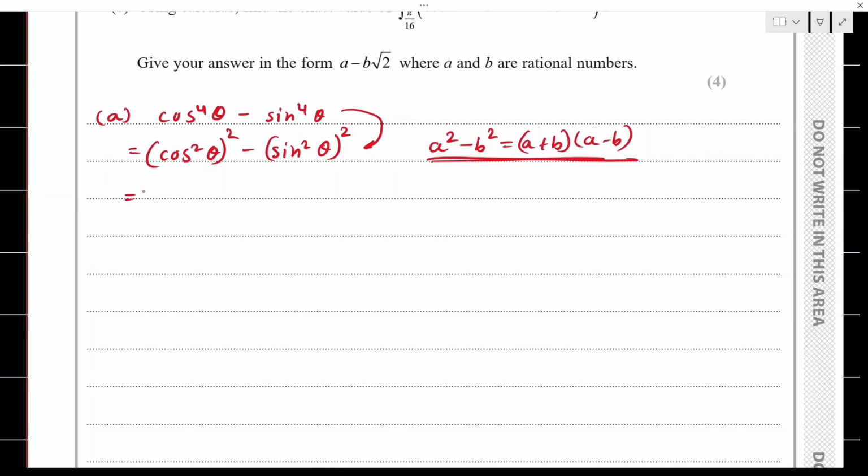So now I can see that I can write cos square theta plus sin square theta into cos square theta minus sin square theta as our simplified expression.